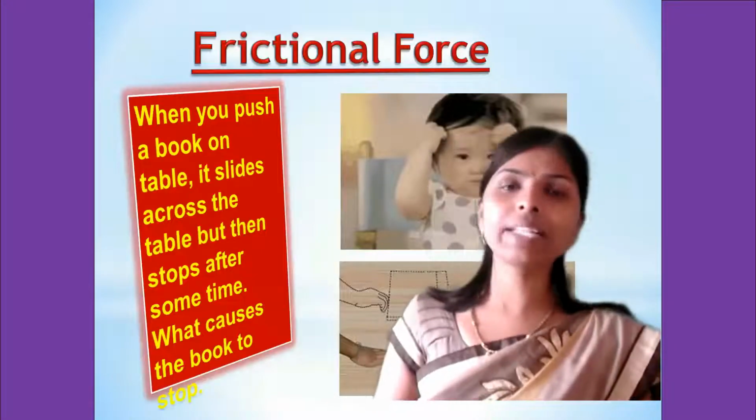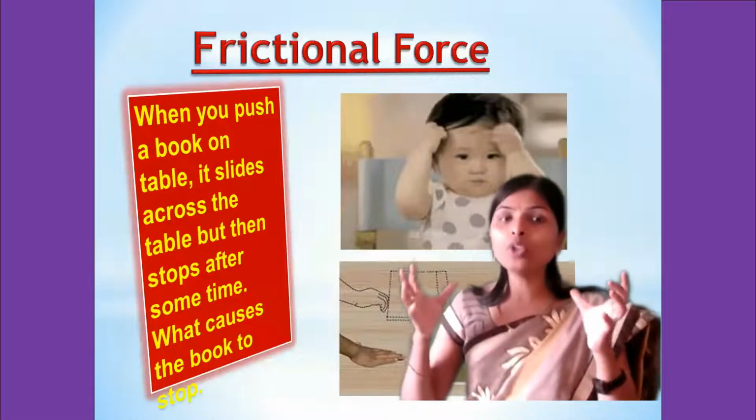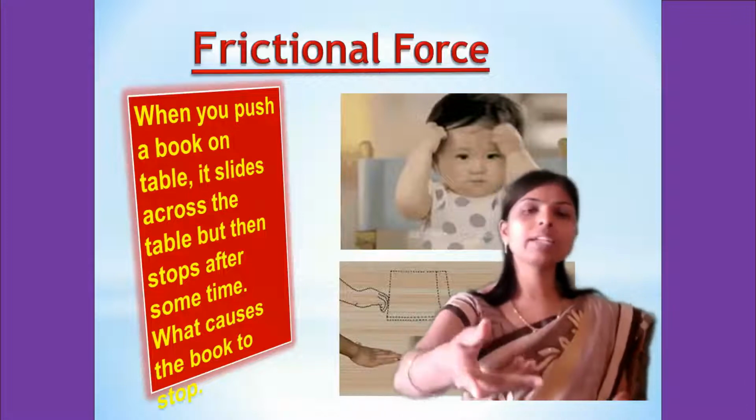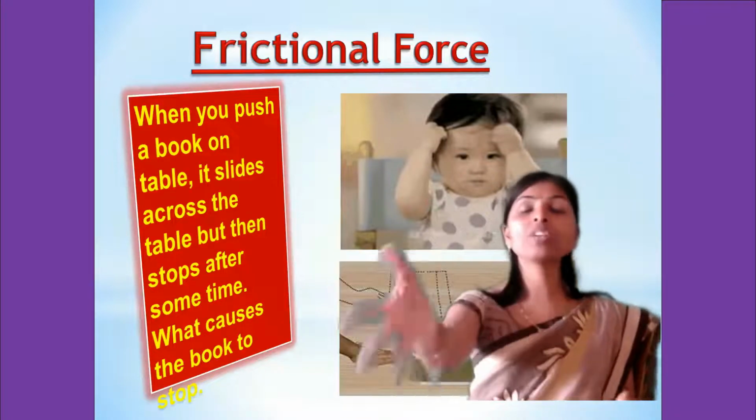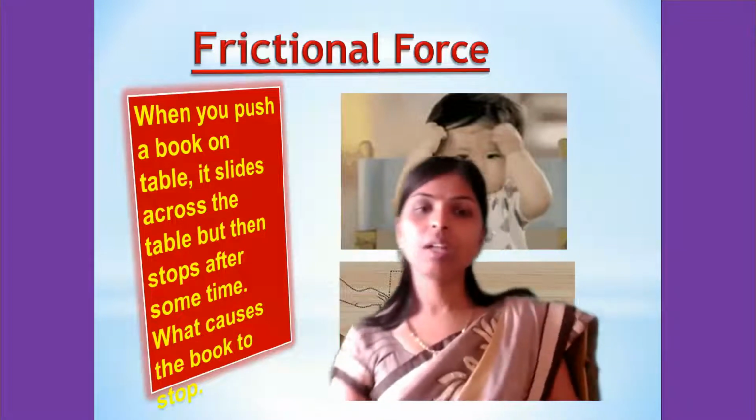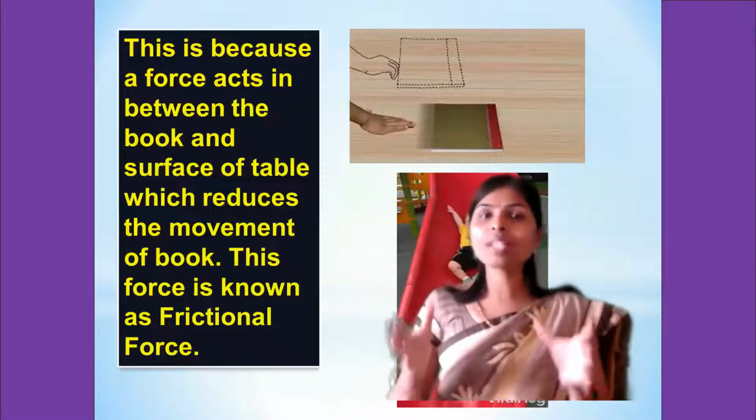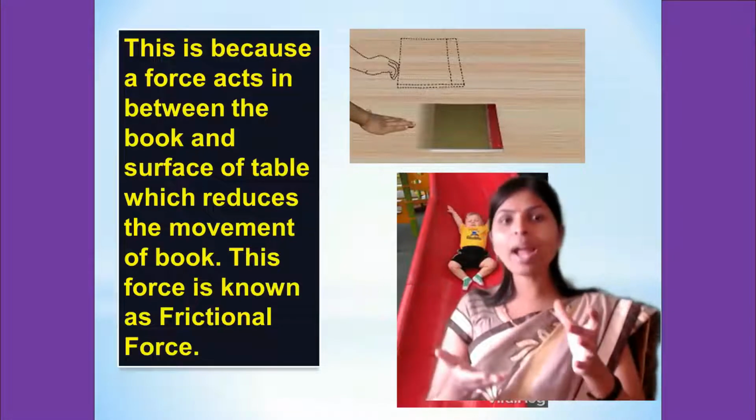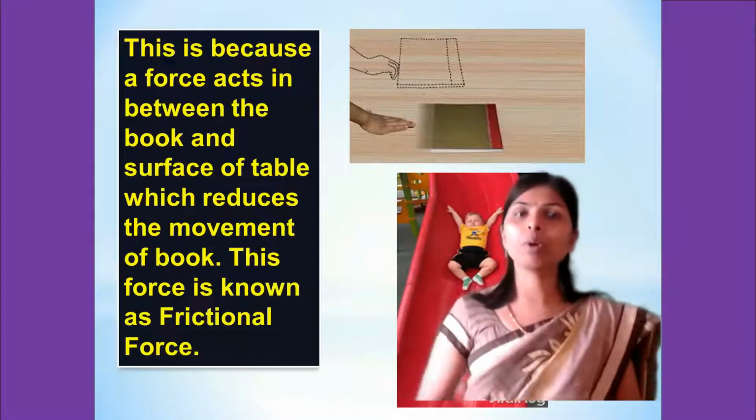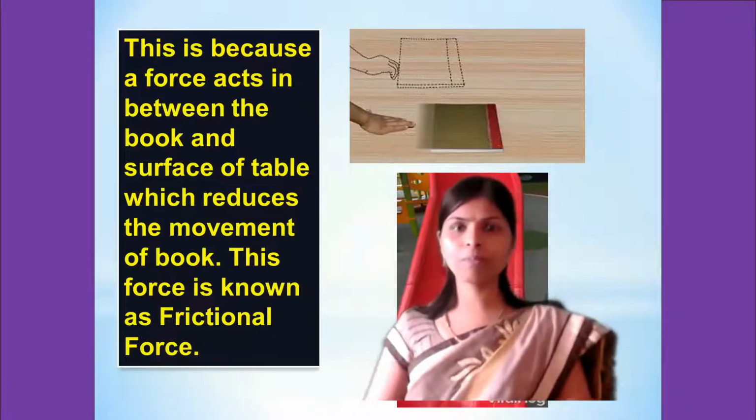And the second one is the frictional force. So this is also important. When you push a book on a table, it slides across the table but then stops after some time. Why is it? Because of frictional force. Let us see what is meant by frictional force. The force acts in between the book and the surface of the table, which reduces the movement of the book. This force is known as a frictional force.